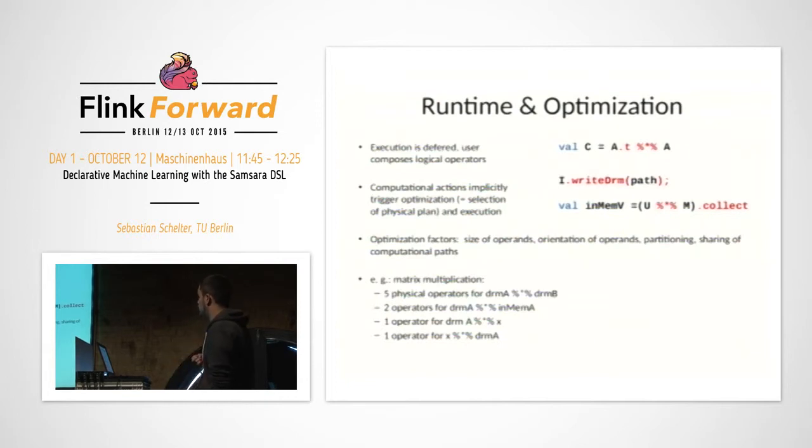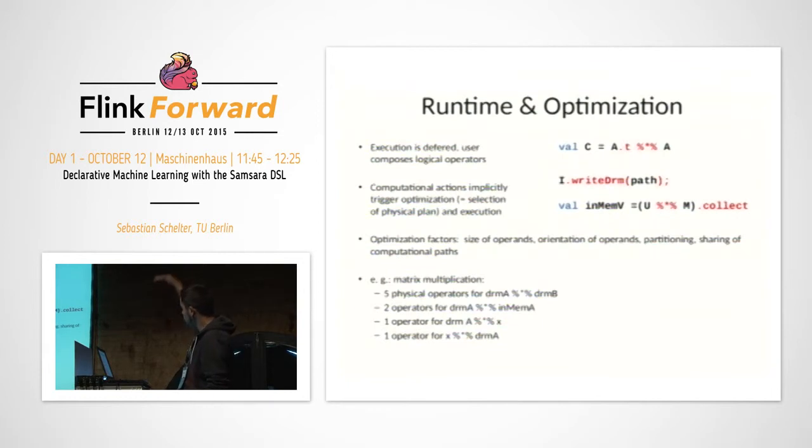The first thing to understand is that the actual execution of operations on the distributed matrices is deferred. So if you write matrix C is A transpose times A, actually you're just composing logical operators. The system will remember what you're doing, but will not execute this at the moment. And then there are some things that we call computational actions that implicitly trigger the optimization and execution of your program. Usually that's things that require you to materialize the data. So if you write some matrix to the file system, you obviously have to compute it at that point in time. And also if you fetch the result of some computation into the main memory of the driver, you also have to compute it.